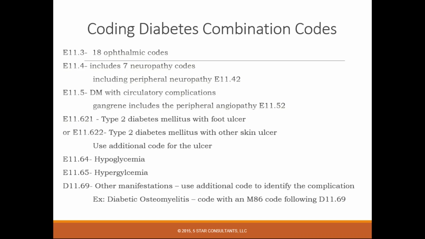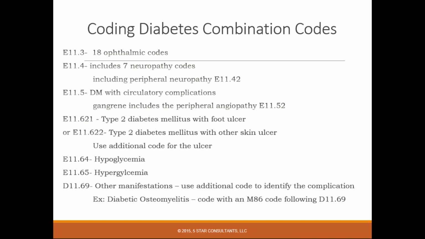E11.5 is your diabetes with circulatory complications. And what you'll find is gangrene includes the peripheral angiopathy, so that's E11.52. And gangrene, we'll talk about that later. It is a little bit confusing because it's hard to find in ICD-10, ironically.